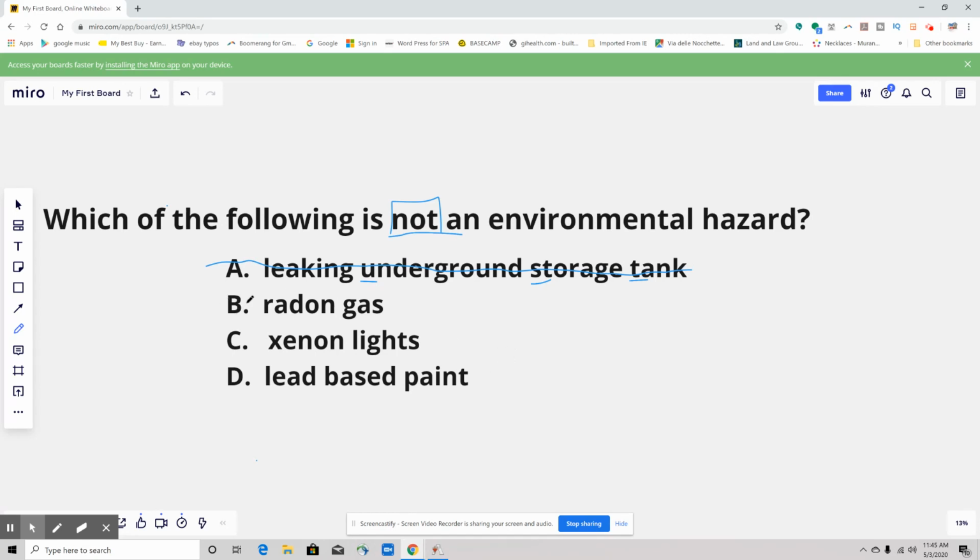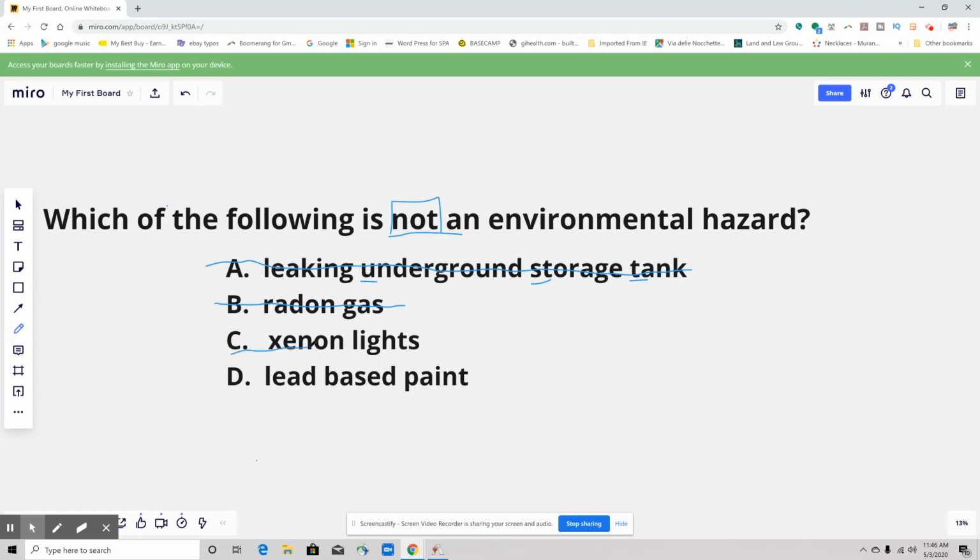Radon gas. Radon gas is a naturally occurring radioactive gas that is actually in the United States the second leading cause of lung cancer after cigarette smoke. So if we're looking at radon gas, anything at basically 4 picocuries per liter concentration or higher is going to be a concern, and you'd want to get remediation by a professional. Radon gas is an environmental hazard, so we're going to cross that out.